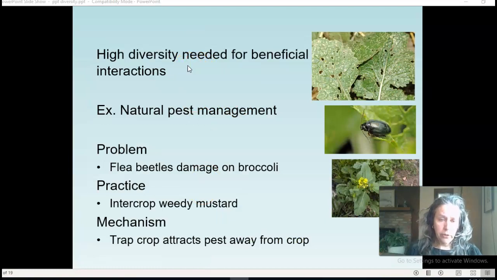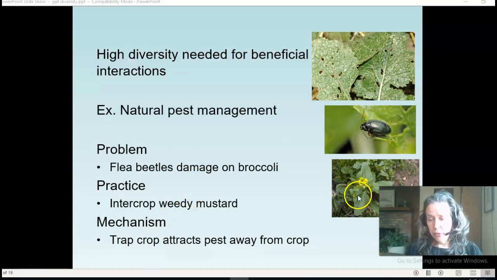We've discussed during the agroecology class that high diversity is needed for beneficial interactions. An example of this is natural pest management. For example, if we look at a problem that flea beetles have damaged broccoli, often when you see brassicas in the field, like broccoli, kale, cabbage, they often have lots of little tiny holes in them, and that indicates a problem with flea beetles. One way to control flea beetles is to intercrop a weedy type mustard plant.